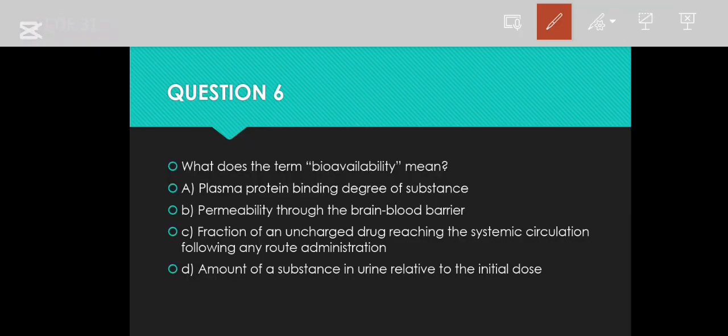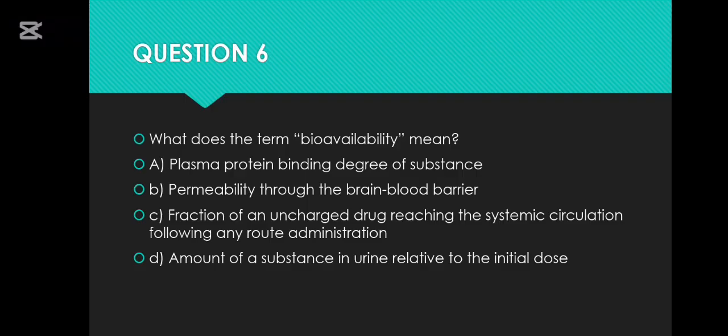So I hope you understand what bioavailability means. So now let's answer the question. The question says, what does the term bioavailability mean? A, plasma protein binding degree of a substance. This has nothing to do with bioavailability. B, permeability through the blood barrier. Has nothing to do with bioavailability. C, fraction of unchanged drug reaching the systemic circulation following any route of administration.